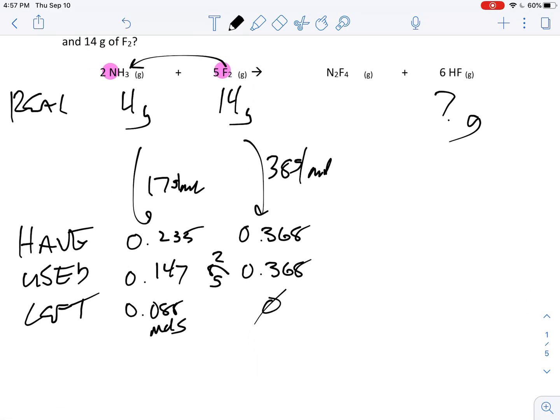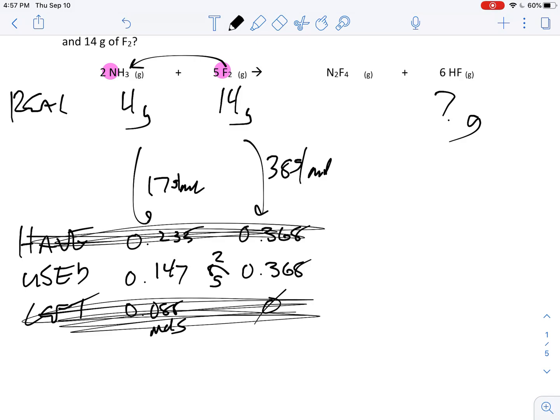All right, now, here's the thing. Just because you have it doesn't mean that you used it and doesn't mean that it's left over. So at this point, the have doesn't matter and the leftover kind of doesn't matter at this point. You want to deal with the used because that's what's actually happening here. So which of these numbers do I use to go over to my HF over here? Because that's where I want to get to over here. Should I use the 0.368 or should I use the 0.147? And the answer is sure. Use either one of them you want, because if you do the stoichiometric proportions correctly, it won't matter.